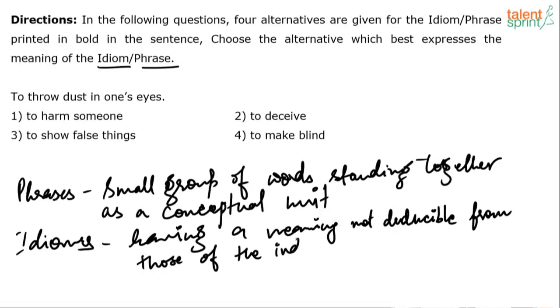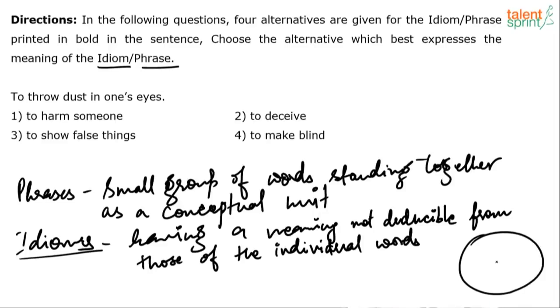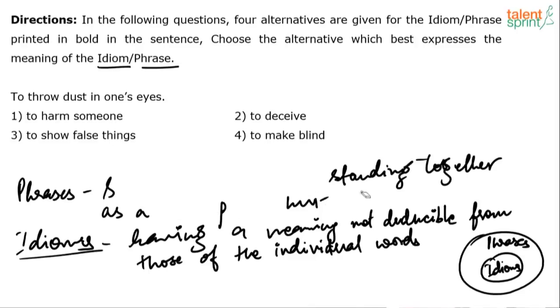of the individual words. So it does not have a literal meaning, it does not go by literal meaning, it goes by literary meaning. It is not directly linked to the words. Those are idioms. Now we can also say it this way: all idioms are phrases, but all phrases are not idioms. Got it? Okay.